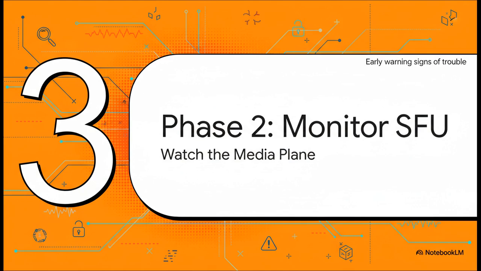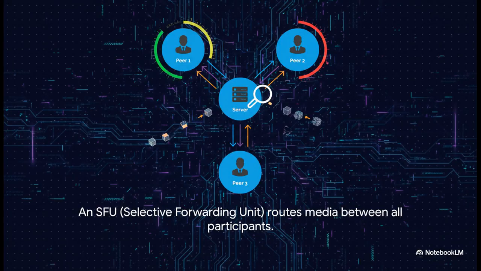Okay, so once we've got a handle on that control plane, we move on to phase two, monitoring the SFU, the Selective Forwarding Unit. This is where we can start spotting the enemy movements on the media plane itself, the early warning signs of trouble. Now, for anyone not deep in the weeds here, what's an SFU? Just think of it as the traffic cop for your group video calls. It gets all the media packets from every person and then forwards them to everyone else. And because it sits right in the middle of all that chaos, it's the perfect place to watch how the whole system is holding up under stress.